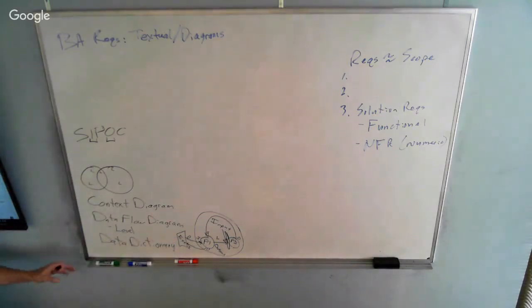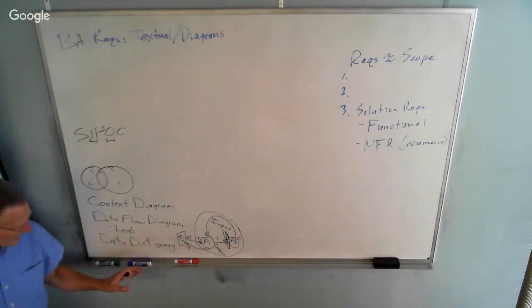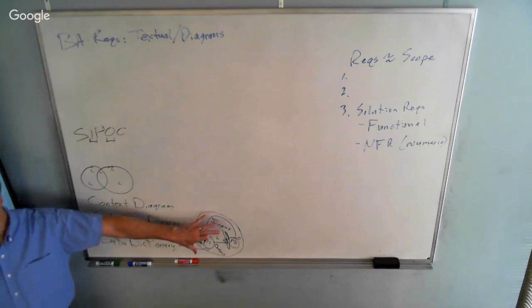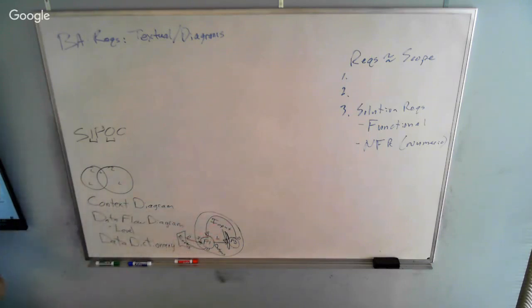So very simple, but whenever we talk about data dictionary, what is the data dictionary encompassing with regard to the diagram? What's the data dictionary focusing on with regard to the data flow diagram?